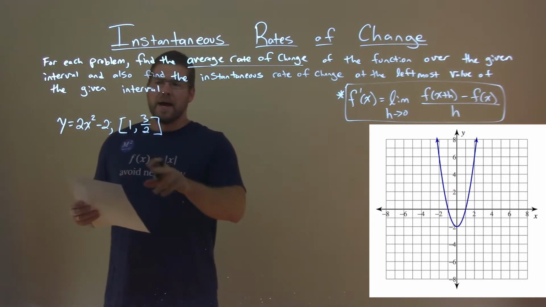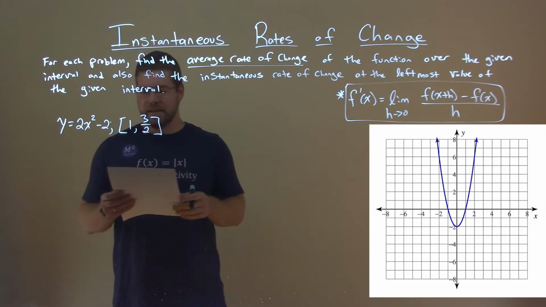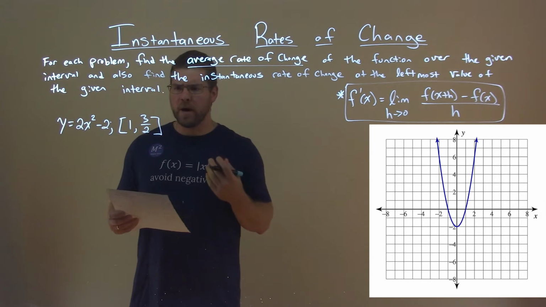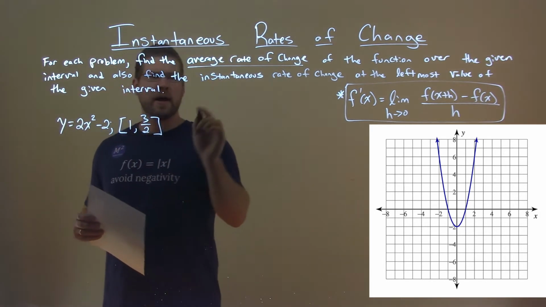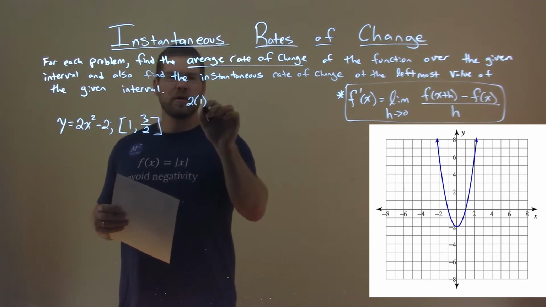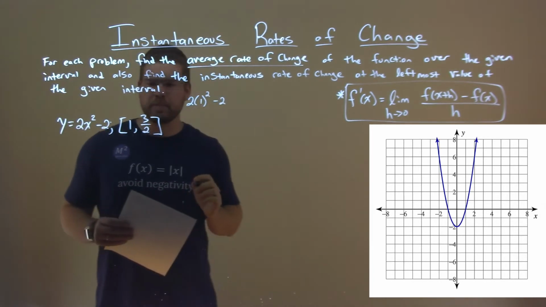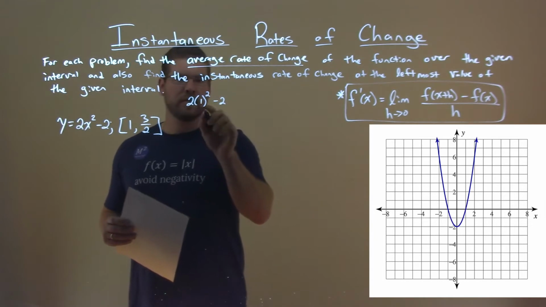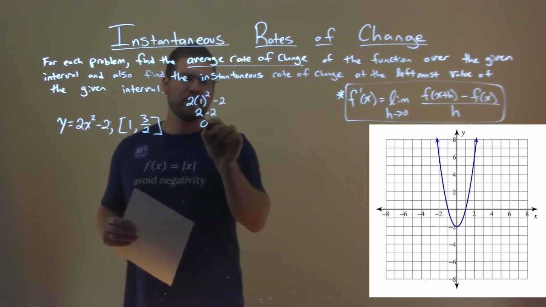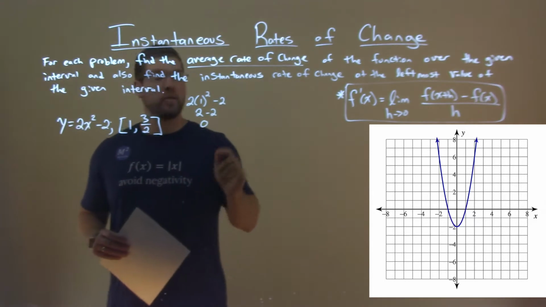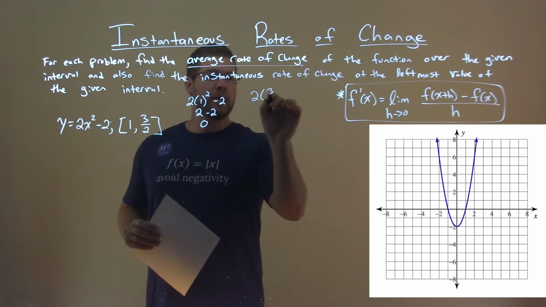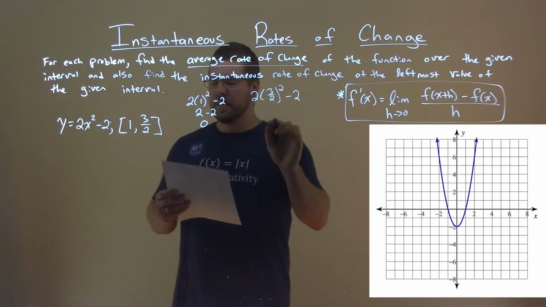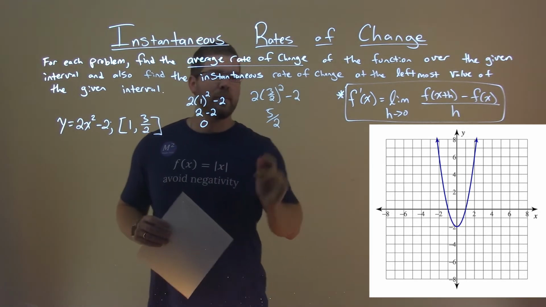So what we want to find first is the average rate of change. We're given the x values here. We need to find the corresponding y values. So let's plug 1 in for x, and what do we get? We have 2 times 1 squared minus 2. Then we want to simplify this. Well, 1 squared is 1, times 2 is 2, minus 2, and that's 0. Great. Let's do the same thing with 3 halves. 2 times 3 halves squared minus 2, and this just comes out to be 5 halves. I won't bore you with that part.